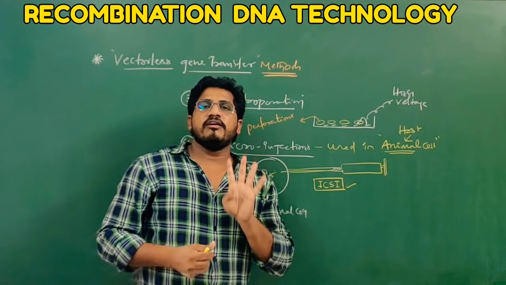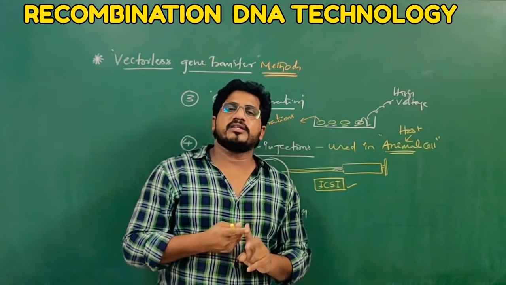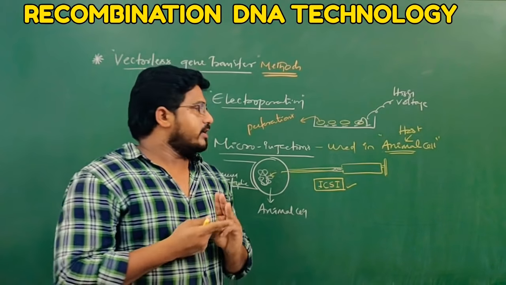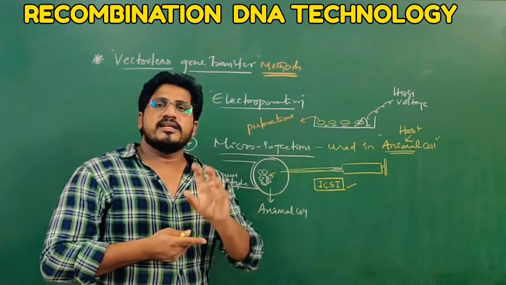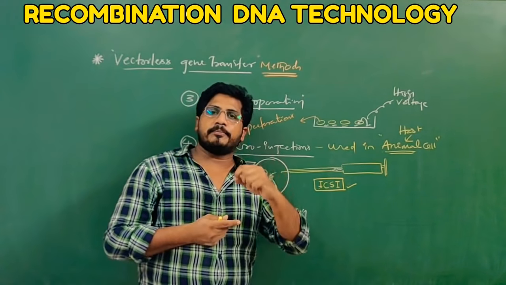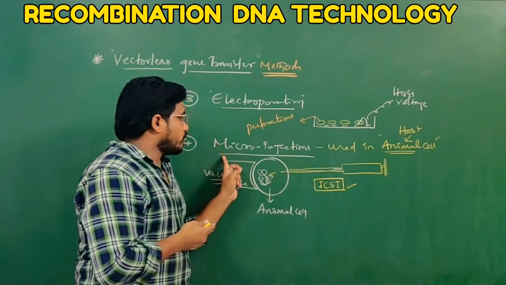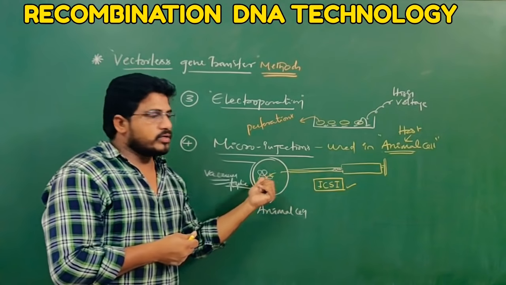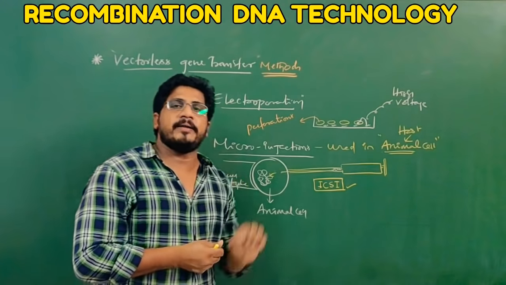What are the methods? Four methods. First one is the chemical method, in which PEG will be used, and second one is biolistics, which is also called gene guns. Number 3, electroporation: by using high voltages, the protoplast will have some pores, and through those pores the DNA or desired gene will get inside. The fourth one, the last one, is micro injections. Here injectable methods will be used, through which the desired DNA directly enters into the cell by giving some pressure and injections.